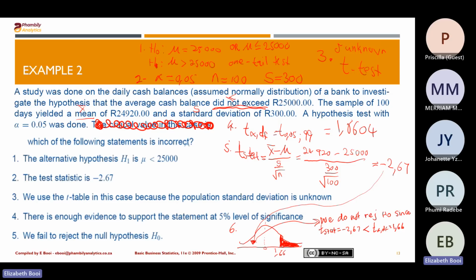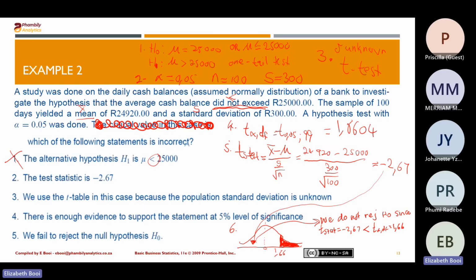Okay, so let's see if we are able to answer the question as given. We're looking for the incorrect statement. The alternative hypothesis will state that the mean is less than 25,000. We know that that is not, because it said it did not exceed. It's less than or equal because it doesn't exceed 25,000. So it will be either 25,000 or below. Then the alternative has to be greater than. So because of that, that will be the incorrect one.